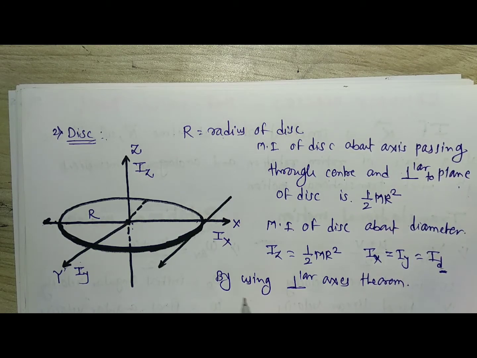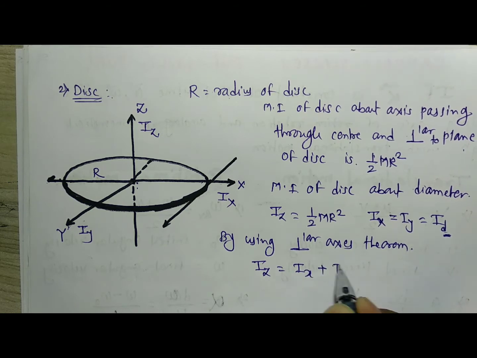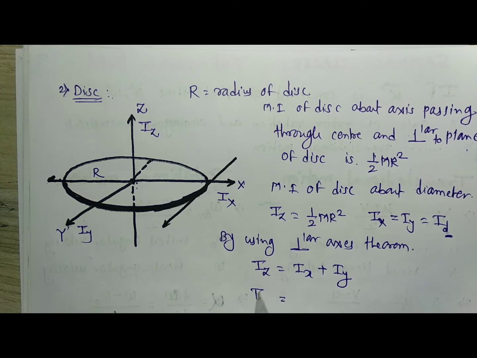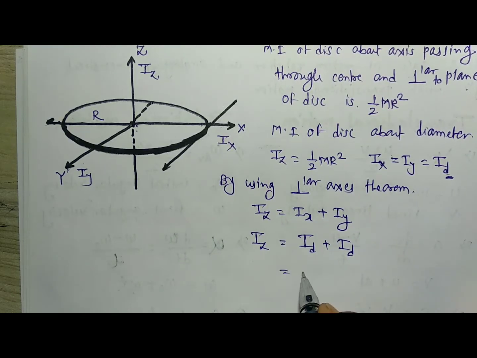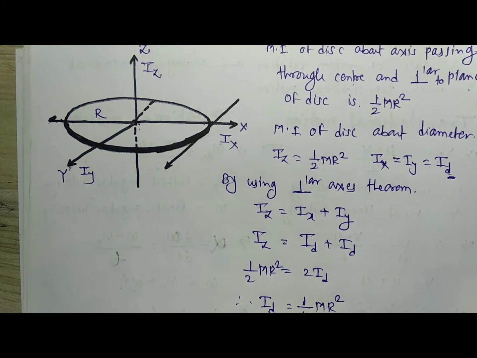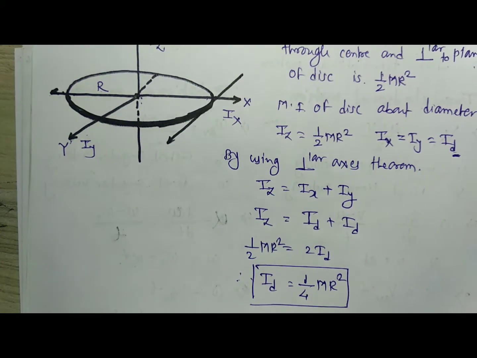we know that the perpendicular axis theorem says Iz is equal to Ix plus Iy. Ix plus Iy is Id plus Id, and therefore Iz is equal to Id plus Id, which is 2Id. Iz is 1/2 mr square, and therefore Id is equal to 1 divided by 4 mr square. This is the moment of inertia of a disk about the diameter.